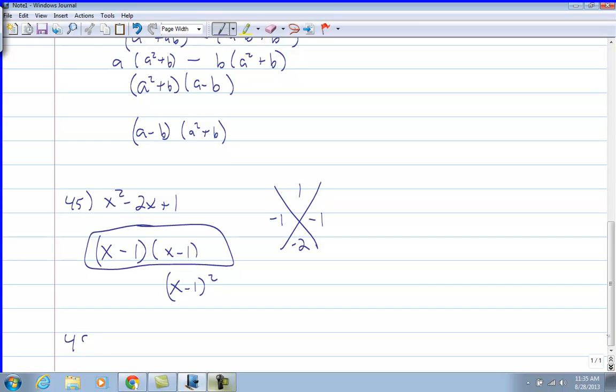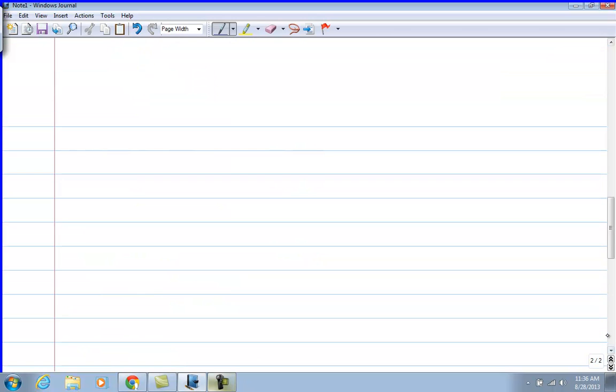Now I want to look at 49 as well. So 49 says it has 6x squared plus 5x minus 6. So we want to factor this one. I gotta get myself some more room to work here.